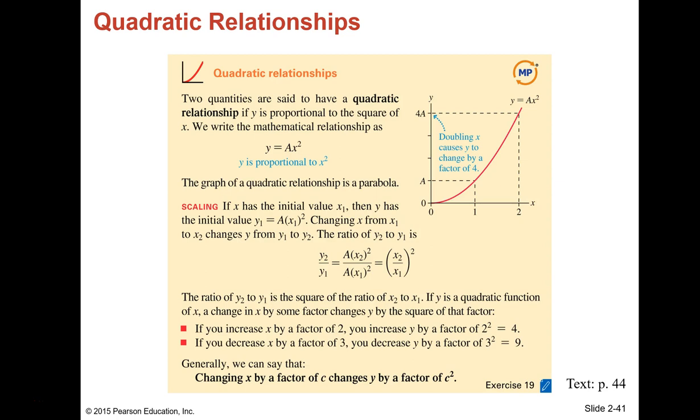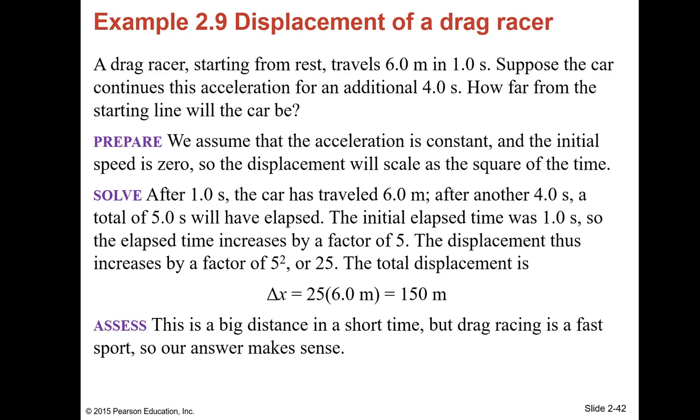Now, when you look at velocity or acceleration and time, you have to deal with a quadratic relationship. We're dealing with y is proportional to x squared here. So we're looking at, again, the straight line distance problem here. How far from the starting line will the car be? Starting at rest, travels 6 meters in a second. Continues that same acceleration for an additional 4 more seconds. How far will he go?